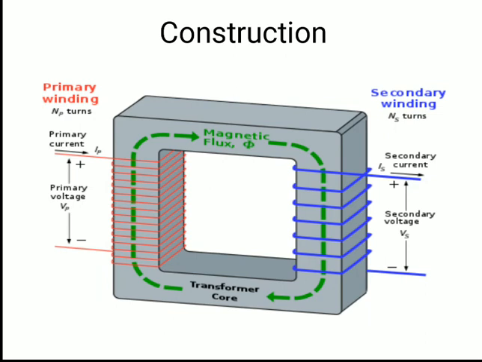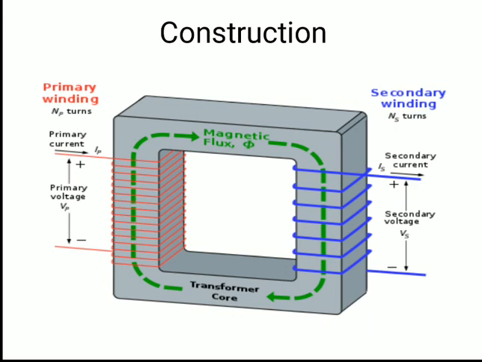Basically these windings are made up of copper, so the transformer is mainly made up of copper, and the core is mainly made up of iron or steel. So we can say the transformer basically consists of two things, copper and iron. You can see that square form is written as the transformer core. So this is the core of the transformer.